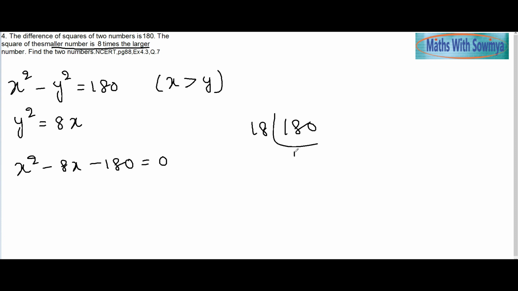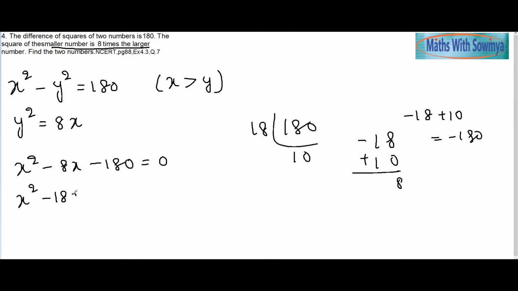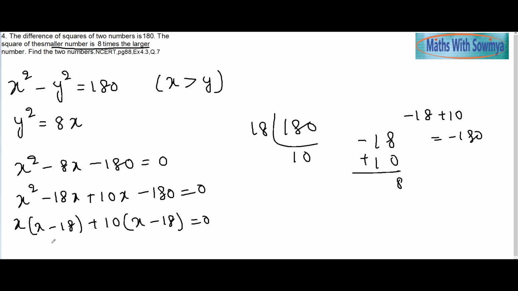Directly if I take 18 and 10, 18 and 10 if we subtract, I'll get 8, on multiplication, plus and negative. So minus 18 into plus 10 will give me minus 180. So x square minus 18x plus 10x minus 180, which is equal to 0. X common, x minus 18, plus 10, x minus 18, which is equal to 0. X minus 18, x plus 10 will be 0.